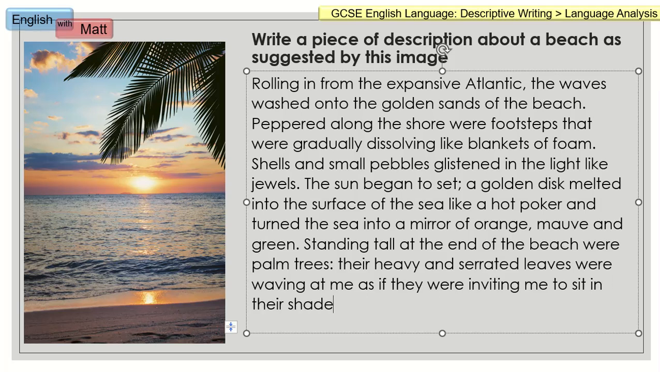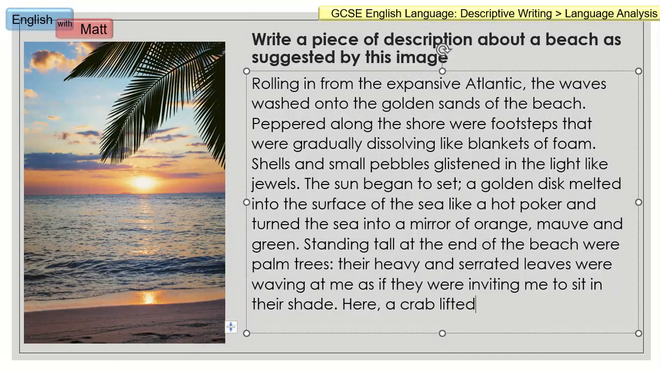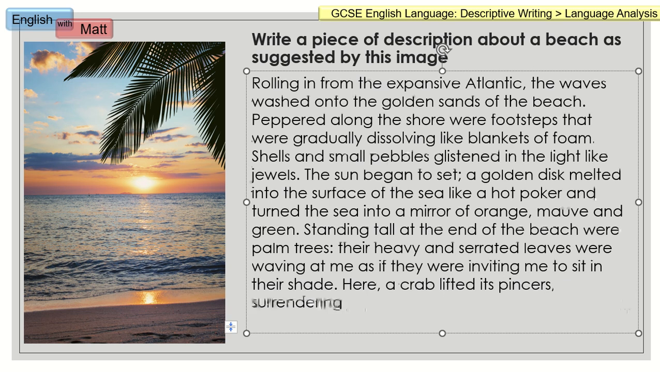If there's any spelling errors, I will come back and proofread in a second. Here, comma, I could start there with a preposition, maybe under or above or next to or opposite. They're quite good words at starting sentences or making paragraphs all linked together. Here, a crab lifted its pincers, surrendering itself to the soft foam of the ocean once more. Okay, so that's my micro piece of description.